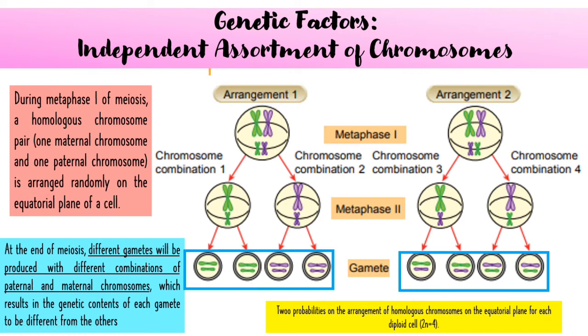So look at the picture. For the gametes, let's say the green one is paternal, so the purple one is maternal. So we have different sets of gametes.